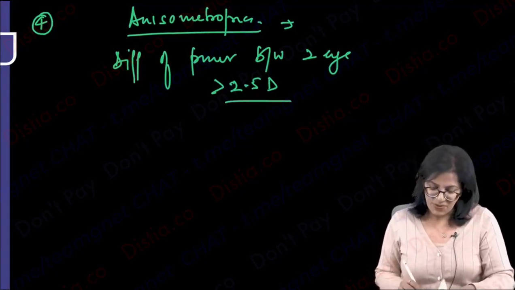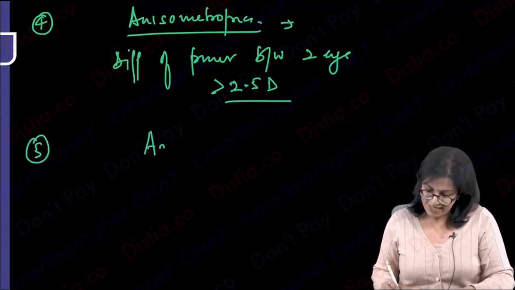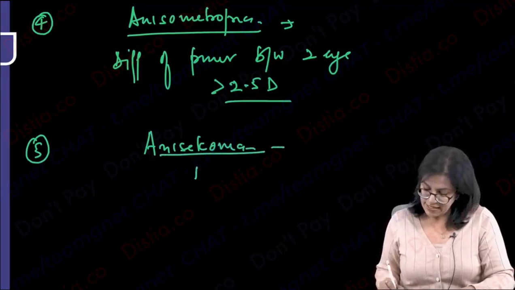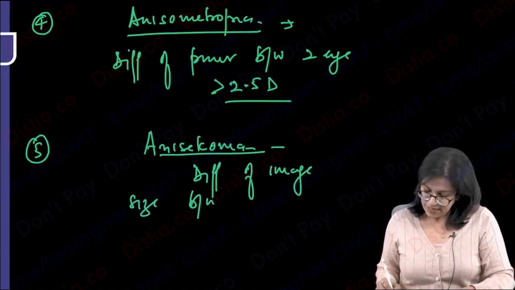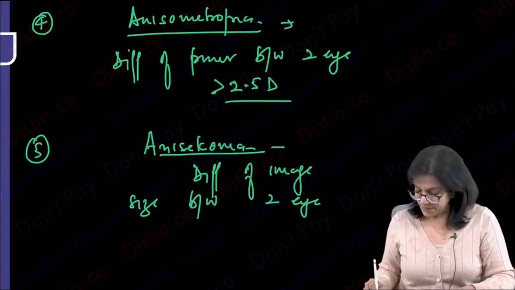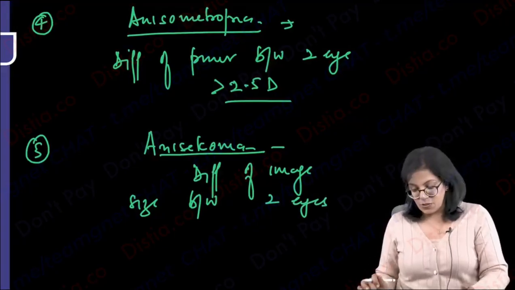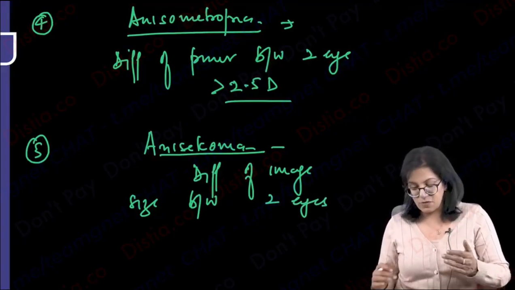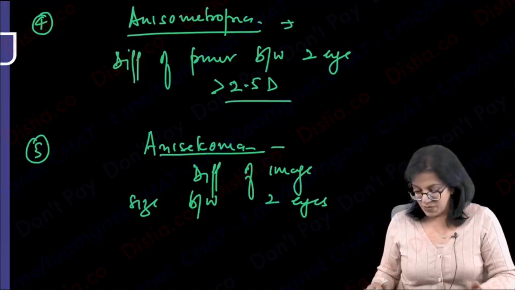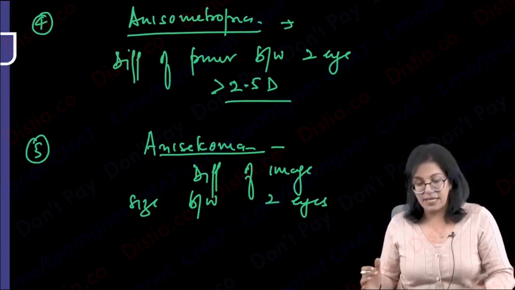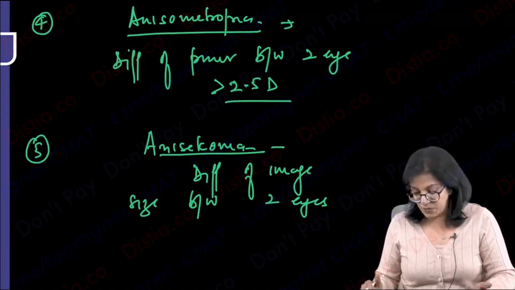What is aniseikonia then? What is aniseikonia? Note down, aniseikonia is difference of image size between two eyes. Right? So it is difference of image size between two eyes. Right, all of you? So of course when there is a difference of power, there can be a difference of image size as well. So when there is a difference of image size between two eyes, we call it aniseikonia.